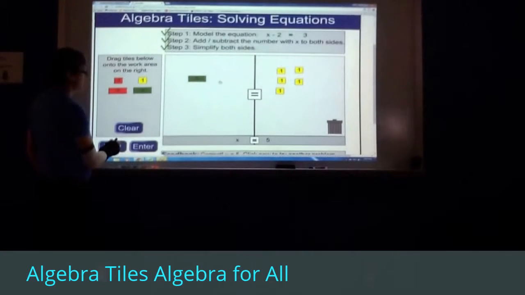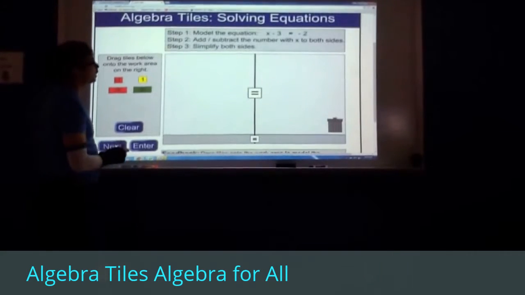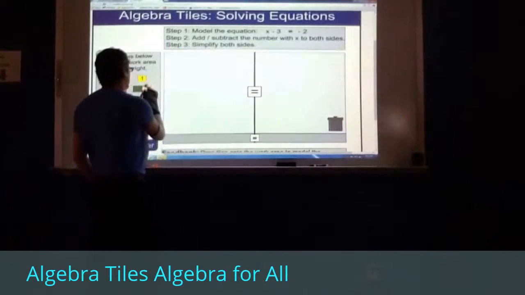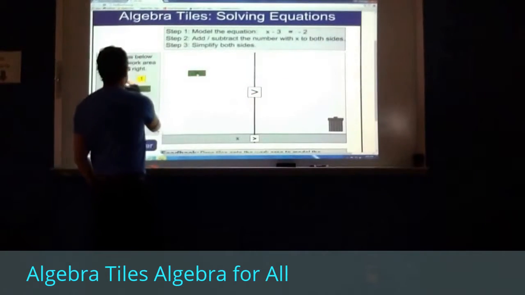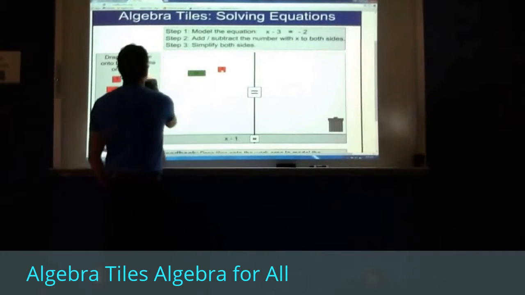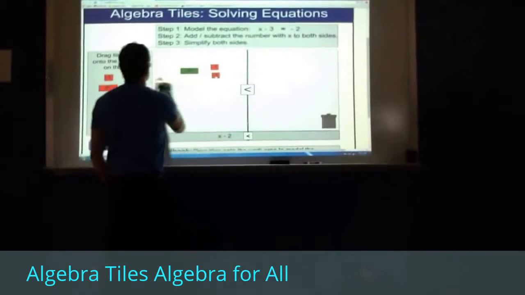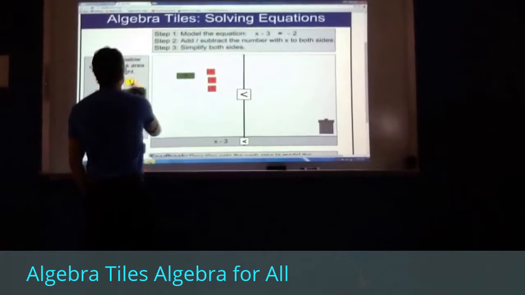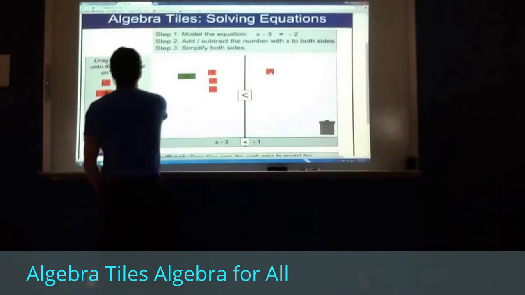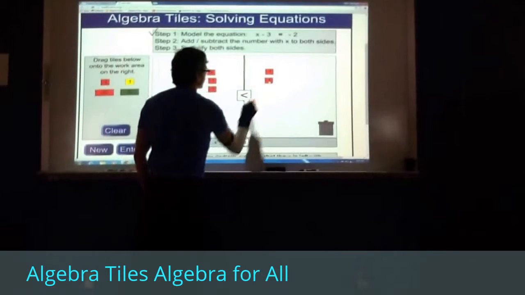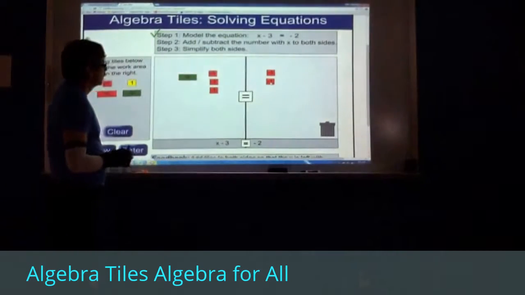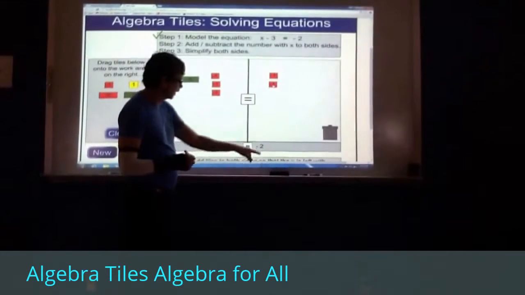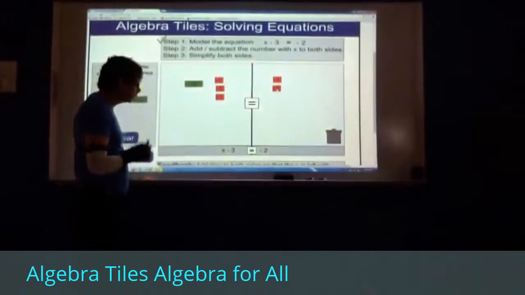Let's see if we can come up with one more. So x minus 3 equals negative 2. To model that, what I see is an x, a negative 3, and on the right-hand side, we have a negative 2. Again, what we're trying to do is figure out what number you can subtract 3 from and get a negative 2. Well, that's a little trickier for me.